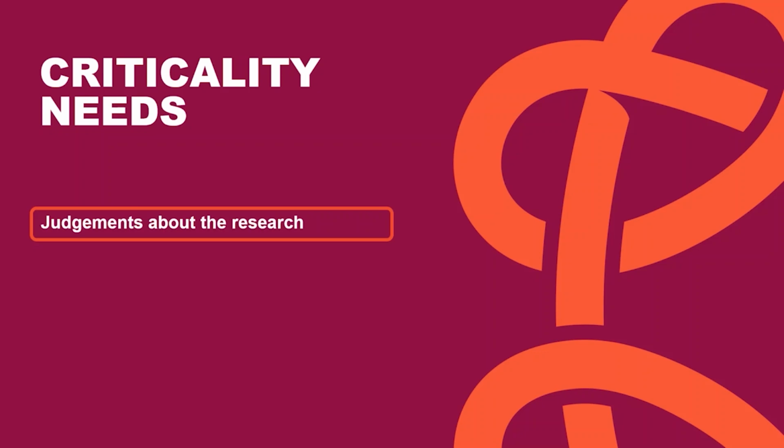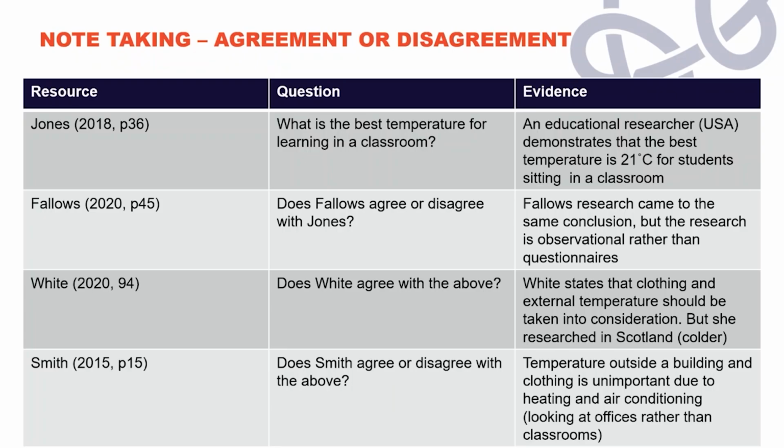Criticality needs judgment. You need to be judging that research, whether that is of sound academic ability. One of the ways you can do that is in your note taking. You can see the grid that we've got here. The example we're using is what's the best temperature for learning in the classroom. On the left-hand side, we've got a column which has the resource. We've actually done our referencing, which will really help us when we're writing our assignment. And in the middle, we've got the question, and then we've got evidence.